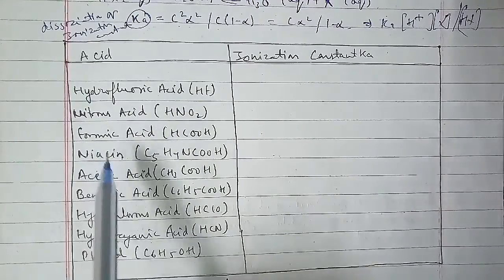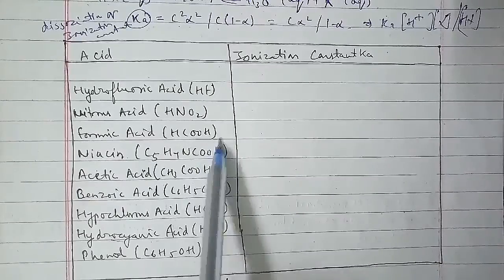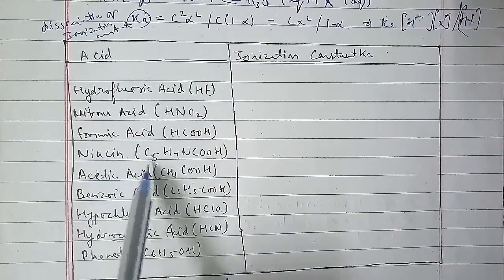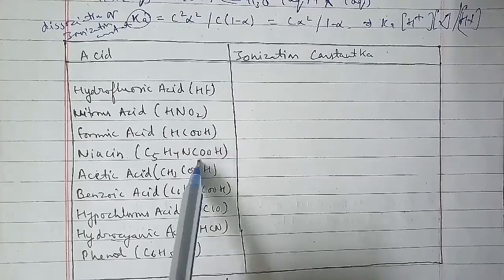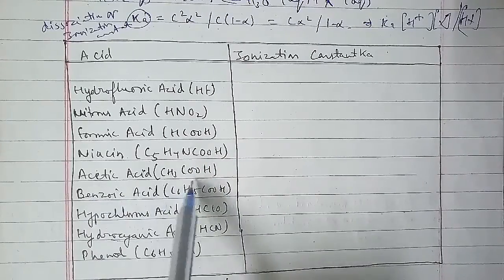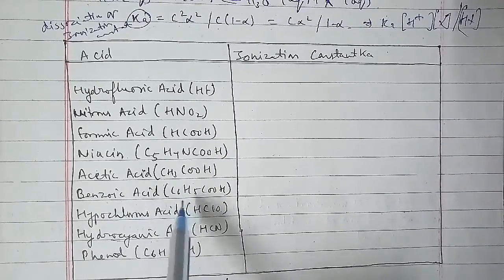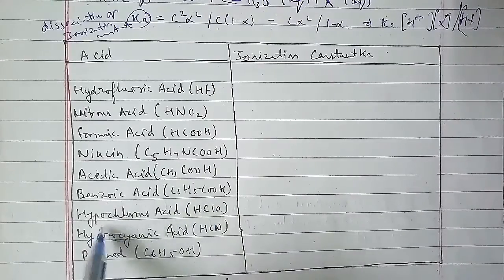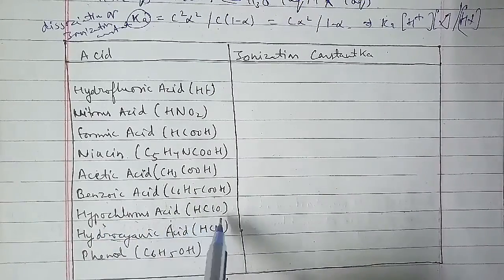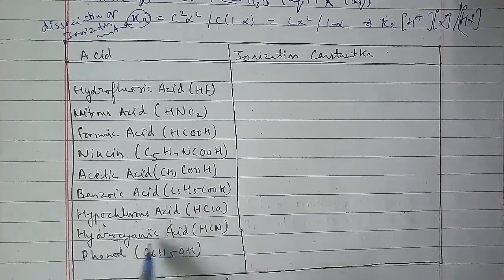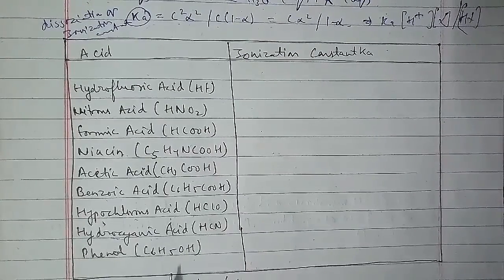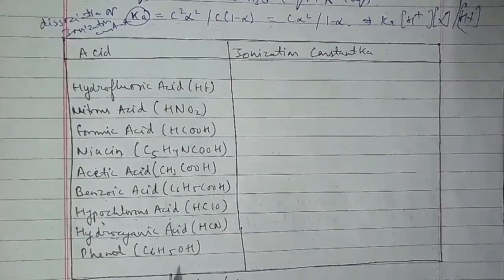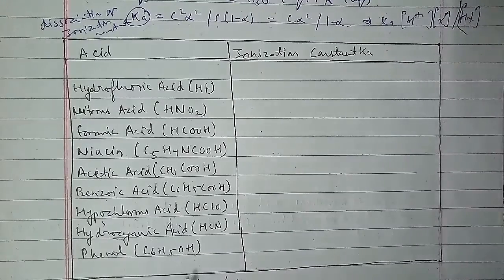Then for acetic acid we have 1.74 × 10^-5. For benzoic acid we have 6.5 × 10^-5. Then hypochlorous acid, for which we have 3.0 × 10^-8. After that, the next one is hydrocyanic acid, which is 4.9 × 10^-10. And for phenol, it is 1.3 × 10^-10.